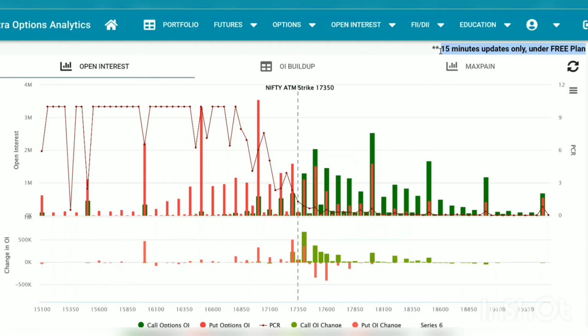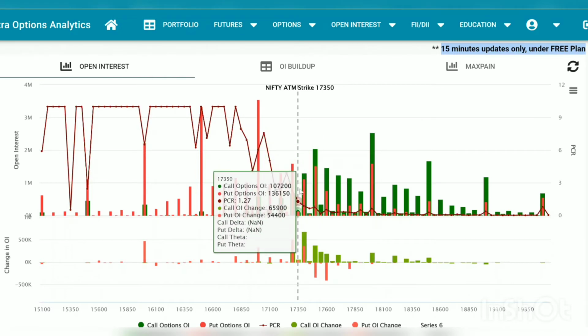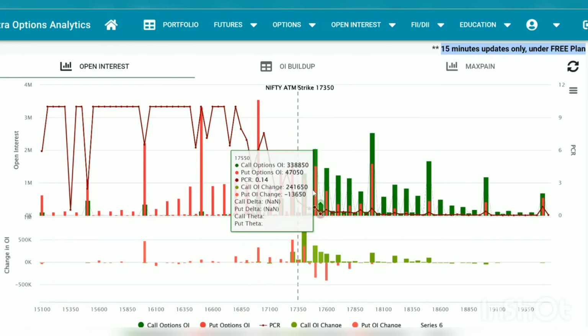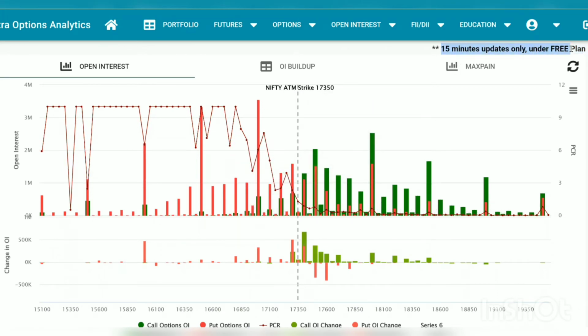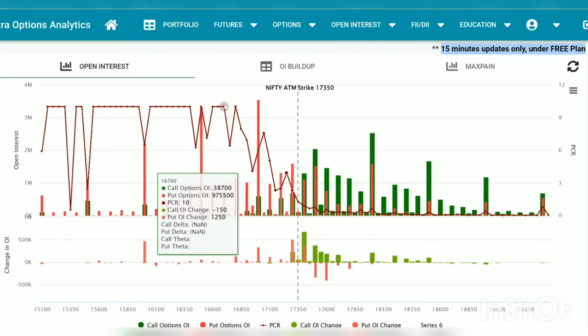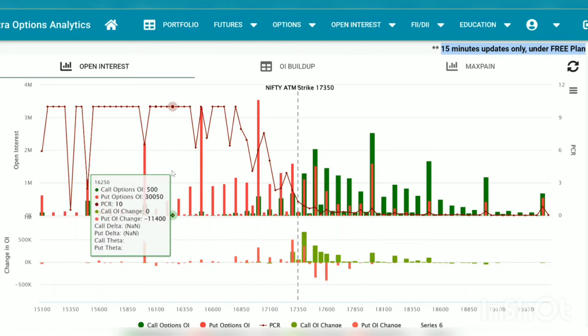If you purchase their plan, then it will be on time, on a regular basis, and this graph keeps on updating. I generally use the paid version, but right now I logged in with the trial pack. So this is how we can use the Opstra site to get the open interest analysis.